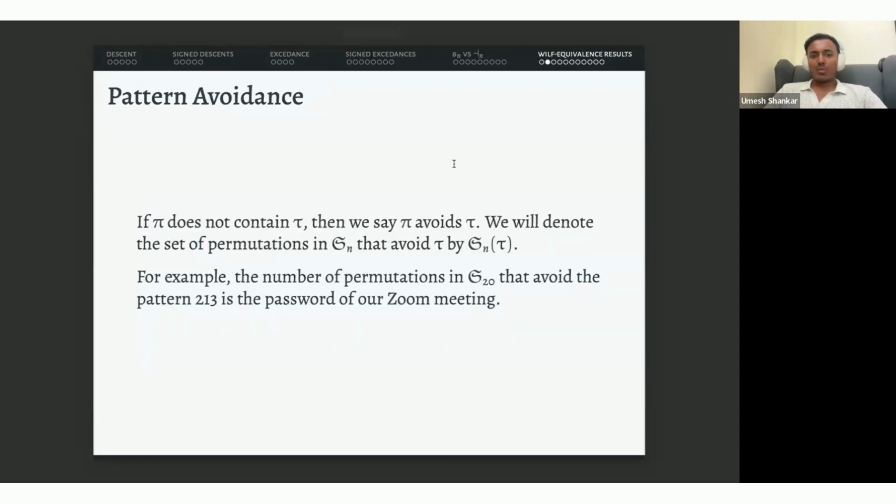Pattern avoidance means that if pi does not contain tau, we say that pi avoids tau. We will denote the set of permutations in S_n that avoid tau by S_n(tau). For example, the number of permutations in S_20 that avoid the pattern 213 is the password of a Zoom meeting.